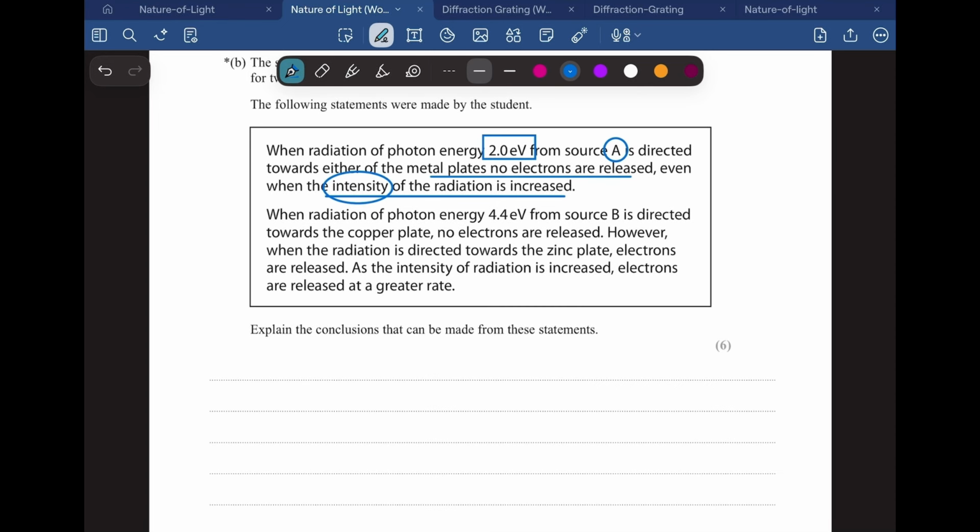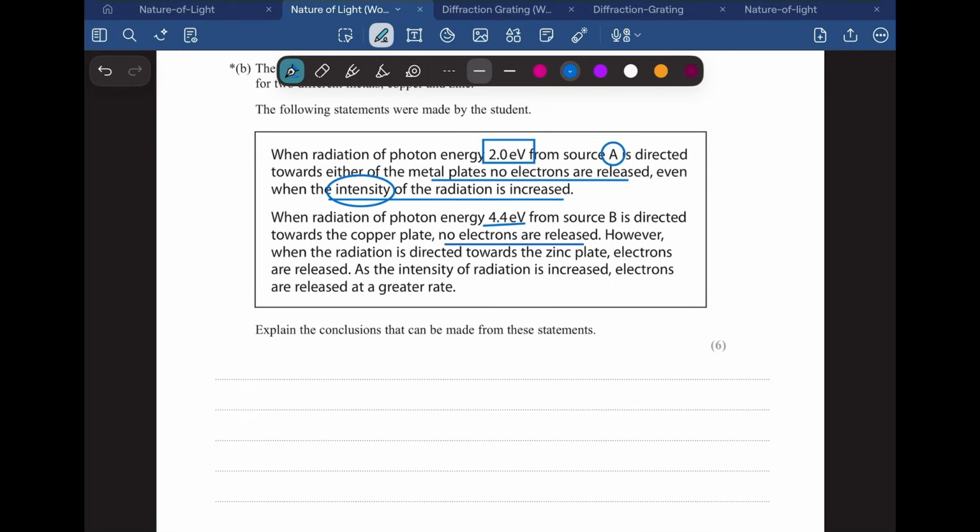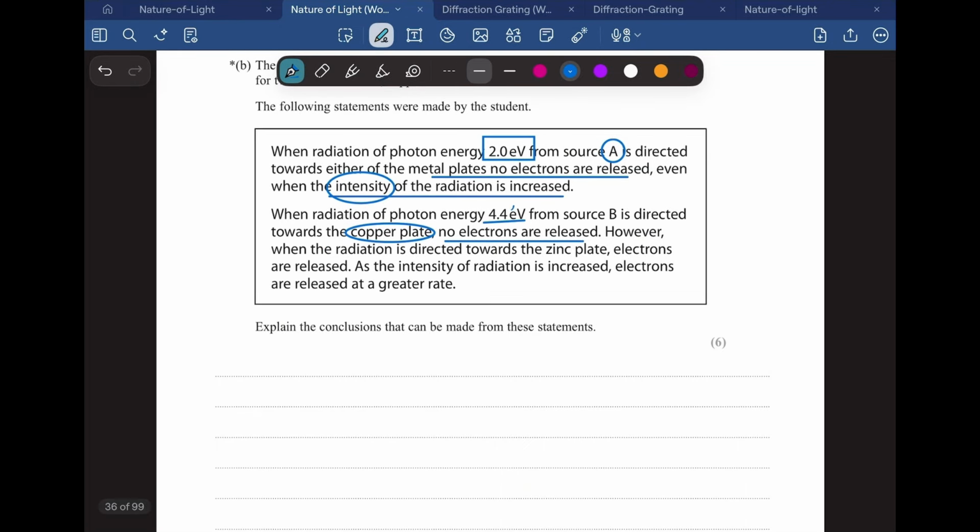Now the next part says when radiation of photon energy 4.4 electron volt from source B is directed towards the copper plate, no electrons are released. What does that mean? That means that the work function of the copper plate is basically greater than 4.4 electron volt. That's why no electrons were released. However, when the radiation is directed towards the zinc plate, electrons are released. Why are the electrons released? Because the work function of the zinc plate is less than 4.4 electron volt.